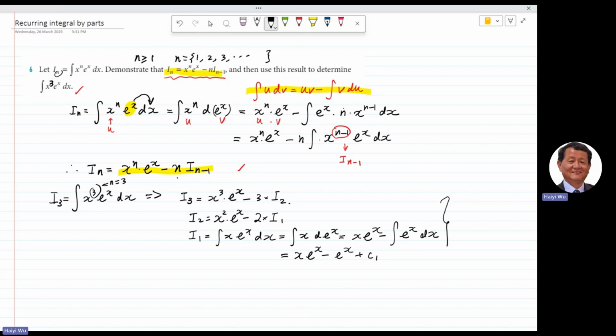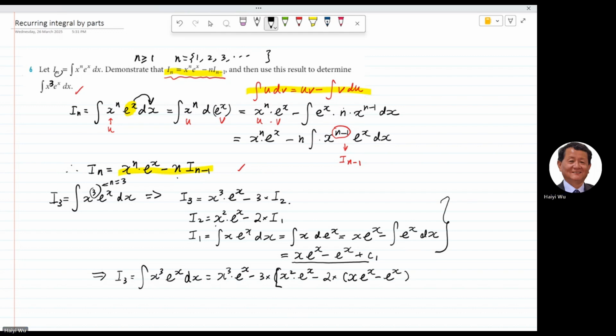All right, so we put these three together. So therefore I3, which is the one I needed, is equal to, we substitute x to the power 3 times e to the power x, minus 3 times I2. So I2 is x squared times e to the power x minus 2 times I1. I1 is this. So we put a square bracket, x e to the power x minus e to the power x, and plus c1.